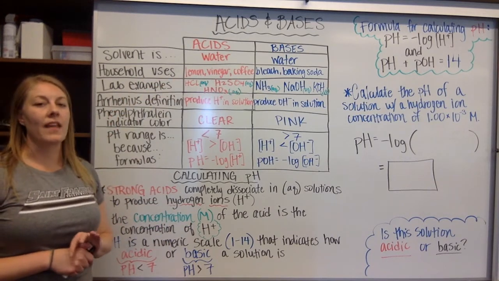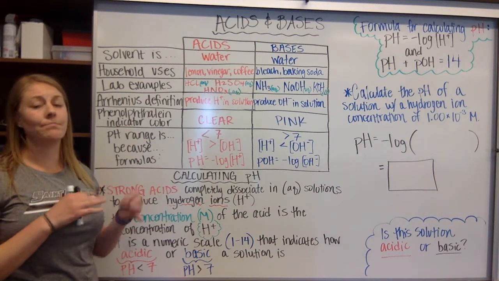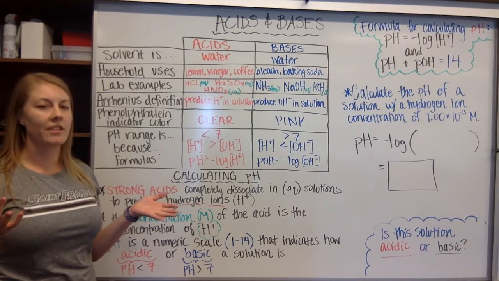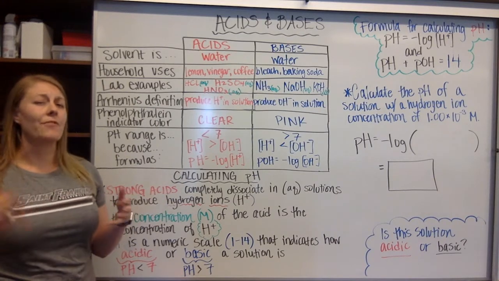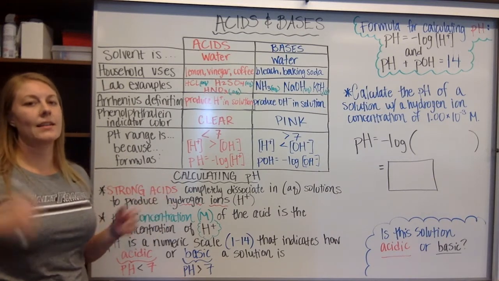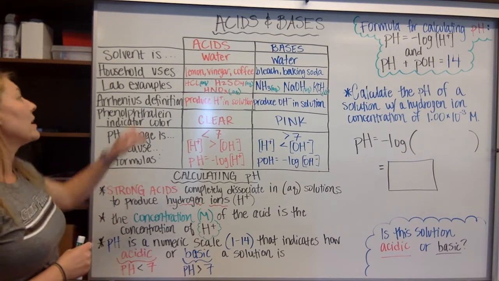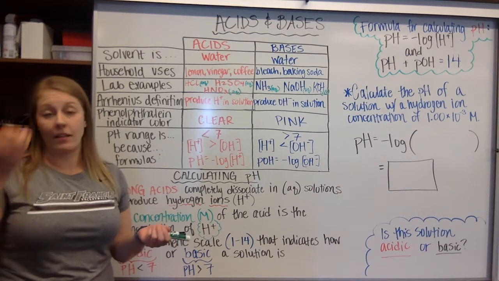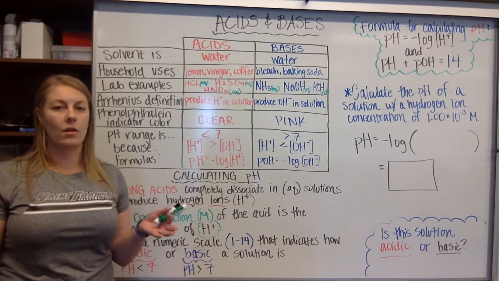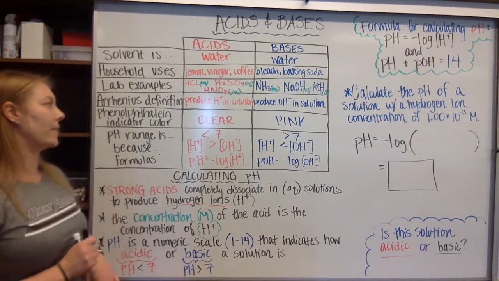Acids are often used in the household. Lemons, most citruses, or all citruses are acidic. Vinegar is acidic. Coffee, tomatoes, those are kind of acidic household items that we have. Bases are more like bleach and baking soda. Okay, so we see just different uses in our houses for them.